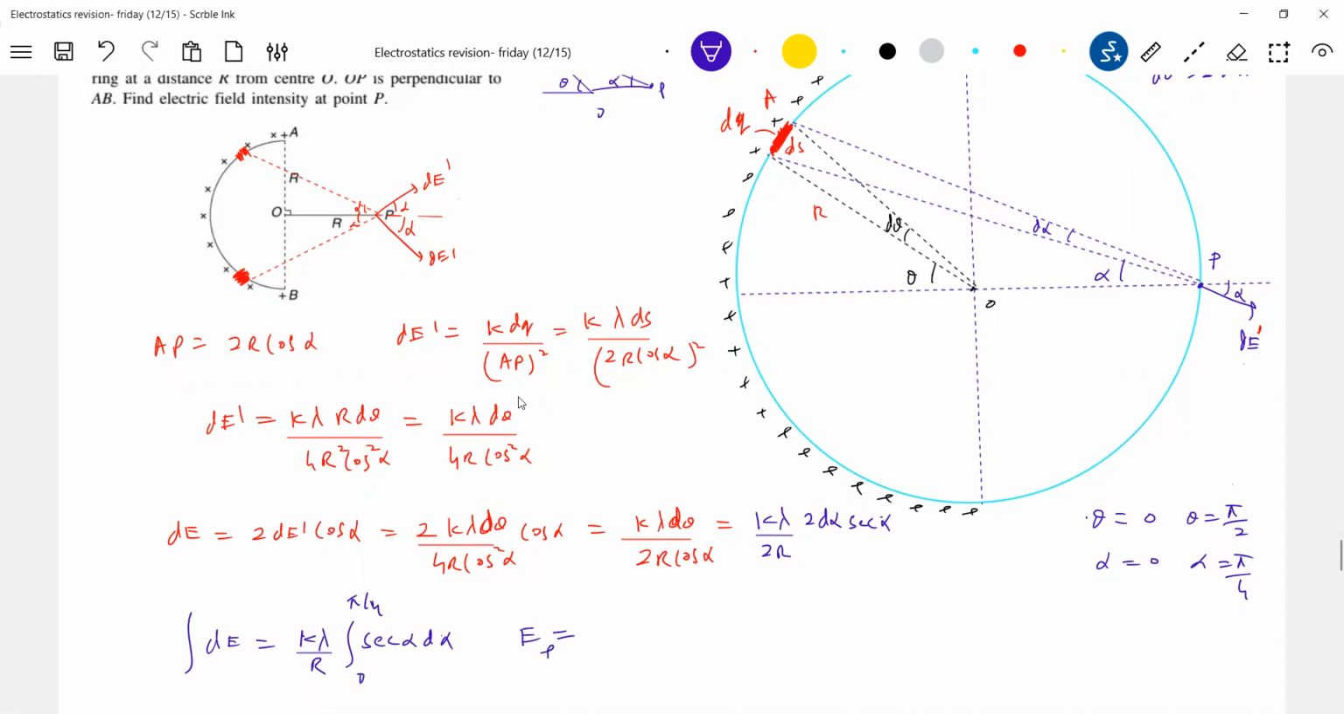So we'll get the net field at point P: k lambda r times the integral of secant alpha, which is log of secant alpha plus tan alpha. Substitute this limit and solve it, and we'll get the required answer. I'll write down the answer. Let me go for one more problem of this kind.